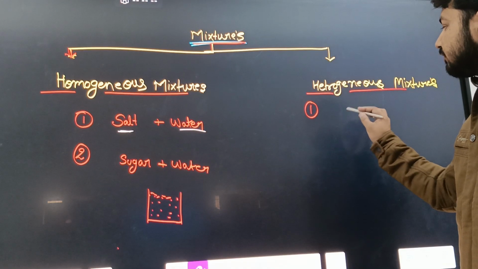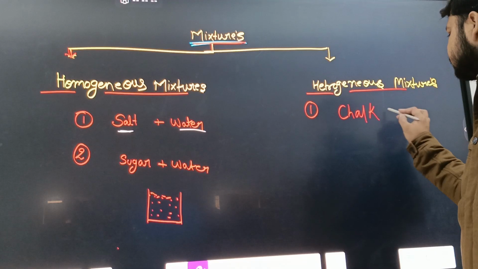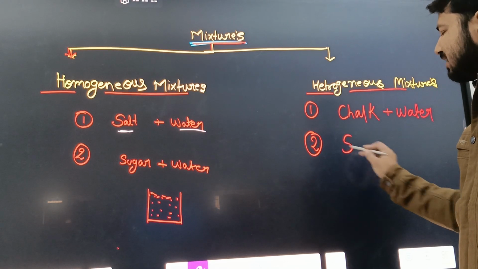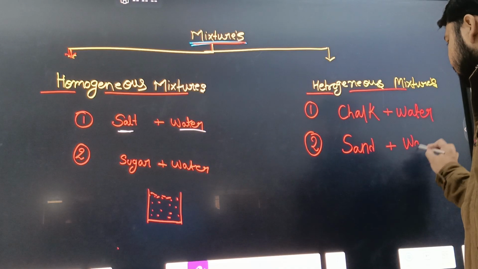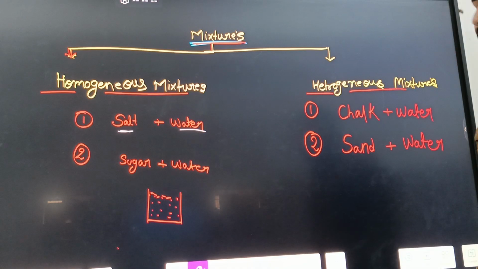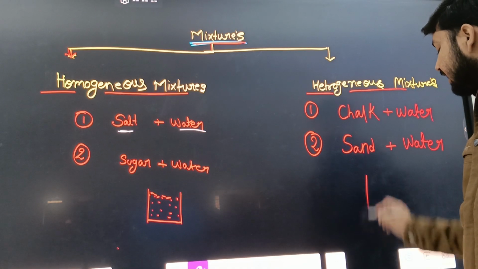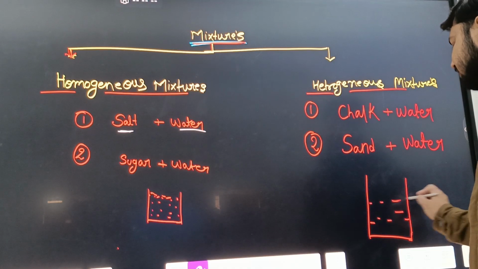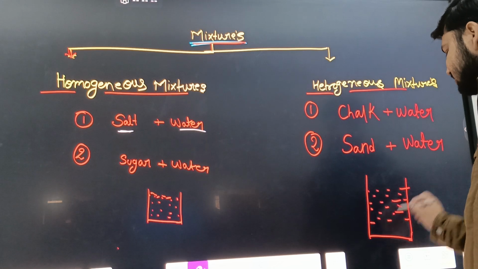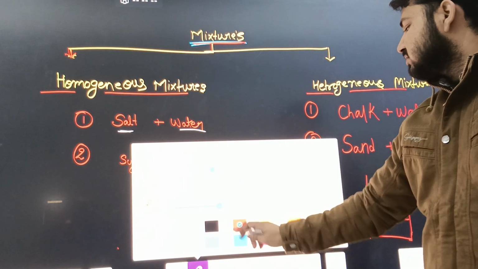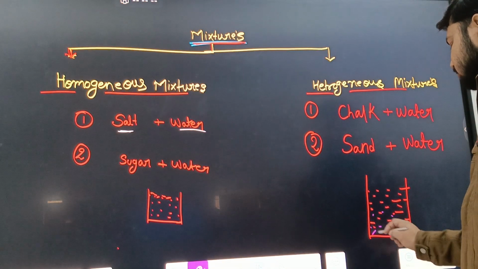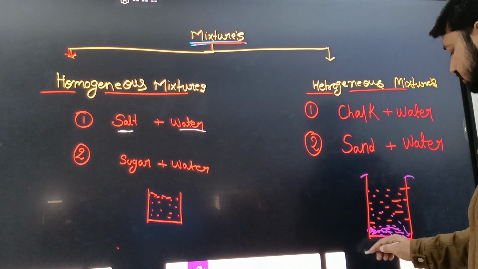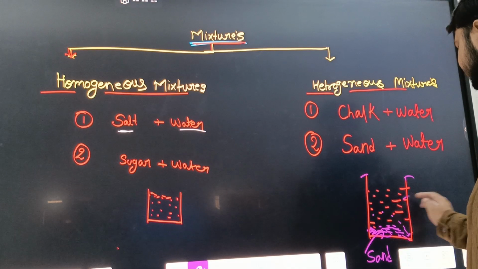What is the example? An example of this mixture is chalk plus water. There are so many examples, but we can take only two: chalk plus water and sand plus water. You all know, students, that when we mix sand plus water, after some time the sand will settle out. Let me suppose this is sand in this mixture. After some time the sand will settle out at the bottom of the beaker. This is sand and this is water.